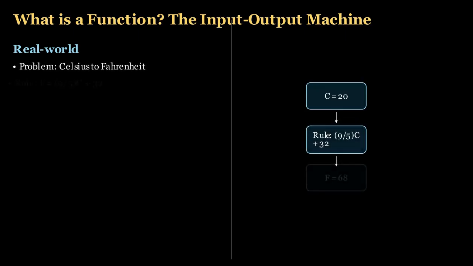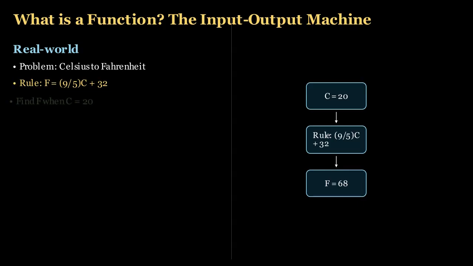The domain here is all Celsius temperatures from absolute 0 upward, and the range is the corresponding Fahrenheit values. Every time you use a formula like this, you're using a function. The whole idea is, a function is a dependable rule that turns an input into exactly one output, letting us model and predict the world.